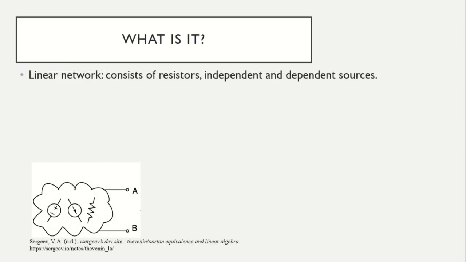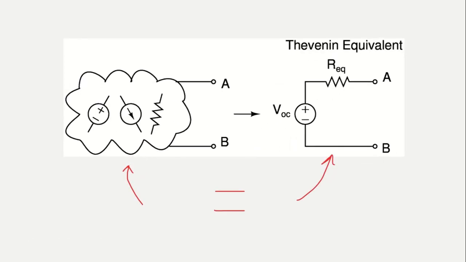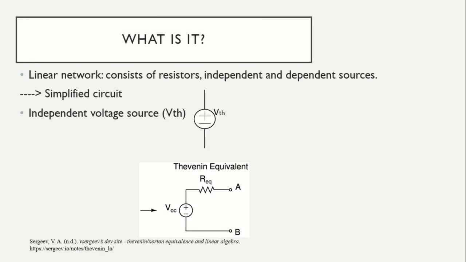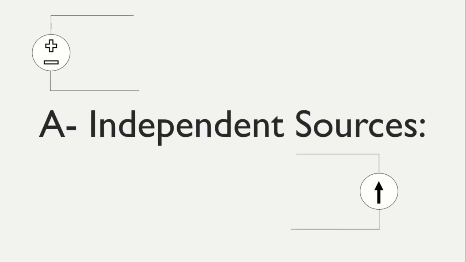So what is it? If I have a linear network consisting of resistors, independent and dependent sources, it can be transformed into a simplified circuit such that these two circuits are equivalent with respect to terminal behavior A and B, and the circuit will consist of an independent voltage source V Thevenin that is in series with a resistor R Thevenin. Our first section, independent sources.